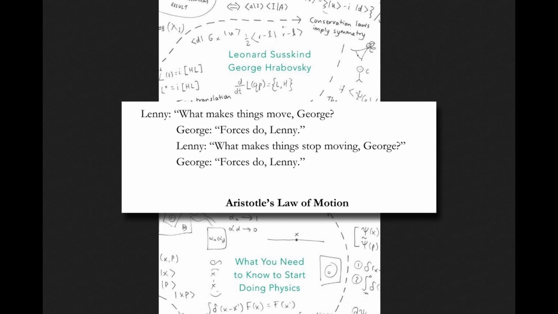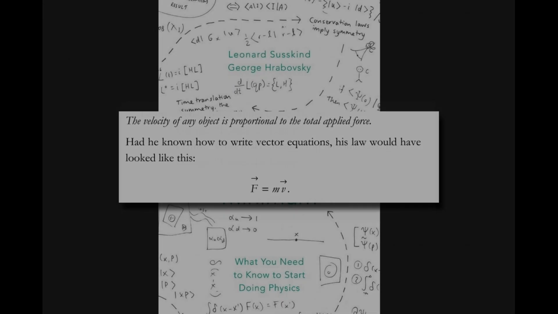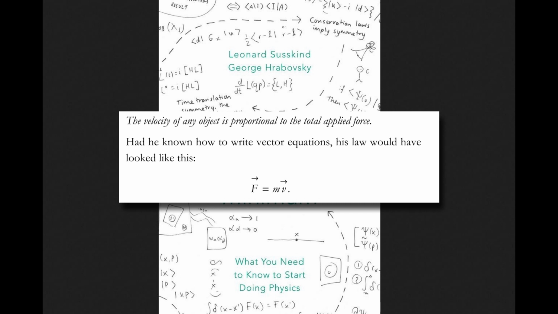But still, it's worth exploring his ideas in modern language. If he had known calculus, Aristotle might have proposed the following law of motion. The velocity of any object is proportional to the total applied force. Had he known how to write vector equations, his law would have looked like this: vector F equals m times vector v. Vector F is of course the applied force, and the response, according to Aristotle, would be the velocity vector v.